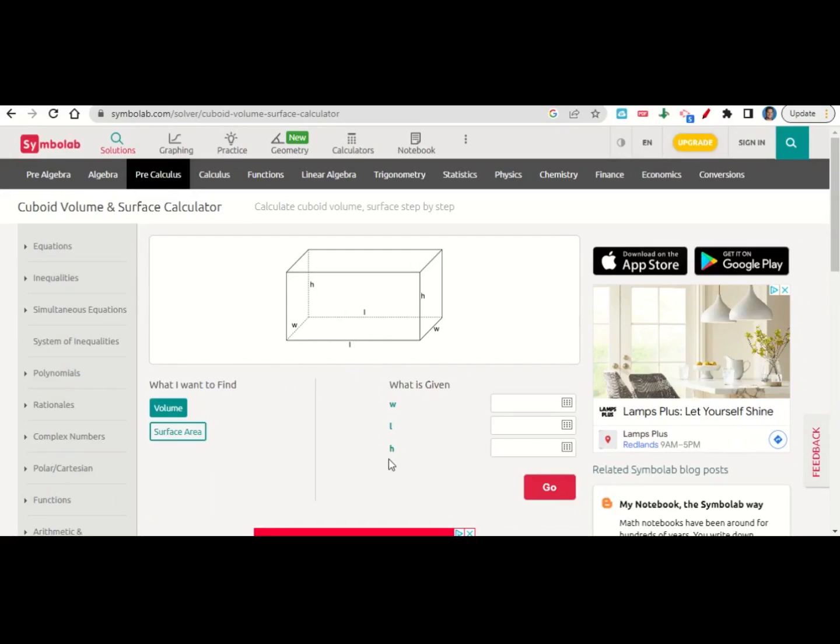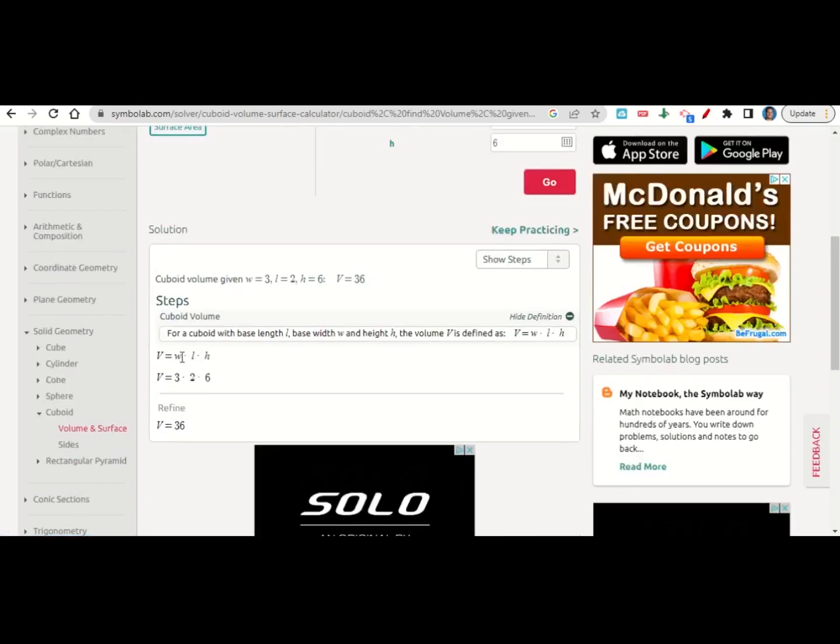Let's take a look now at how we can use Symbolab to check our work when finding the volume of a prism. So we'll go to Symbolab, and then we're going to go to where it says Cuboid Volume and Surface Calculator, and we're going to click on Volume, and we need to enter in the width, the length, and the height. So let's say our length is 3, our width is 2, and our height is 6. So we'll enter that in and go ahead and click Go, and it tells us how to compute this. So we can plug in 3 times 2 times 6, which is the width, the length, and the height, and we multiply them all together, and we get a volume of 36.